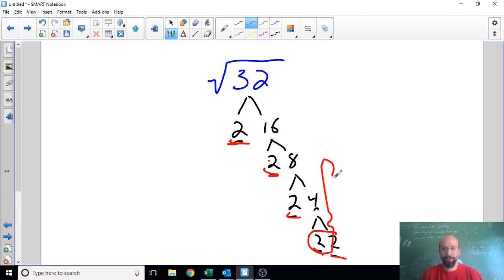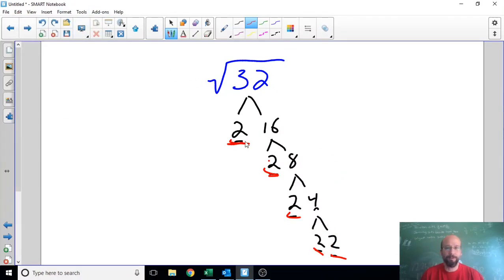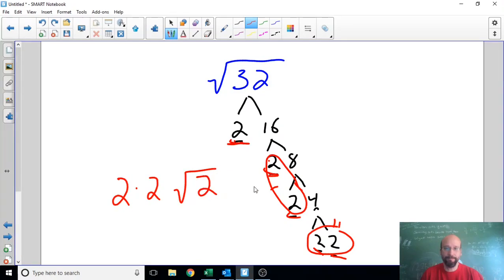So 32, we've done 32 before, but let's do it again. So 32, this pair. So I have 1, 2 times this 2, right? Each pair I bring 1 to the outside. And on the inside I have this one. So that would be 4 root 2.